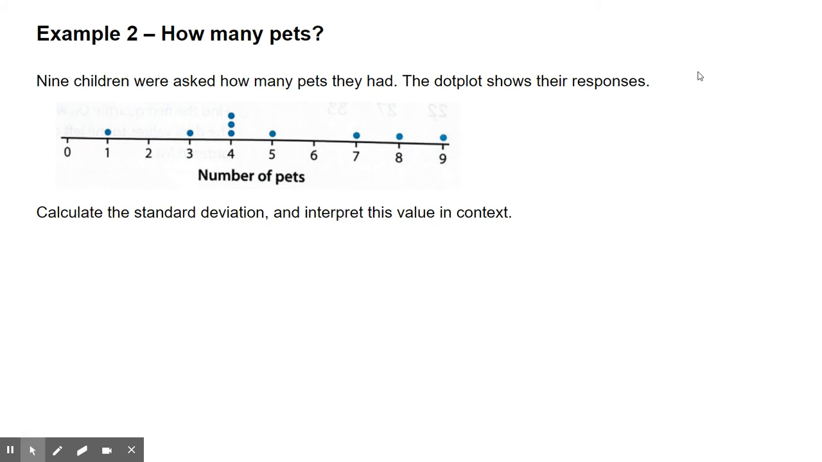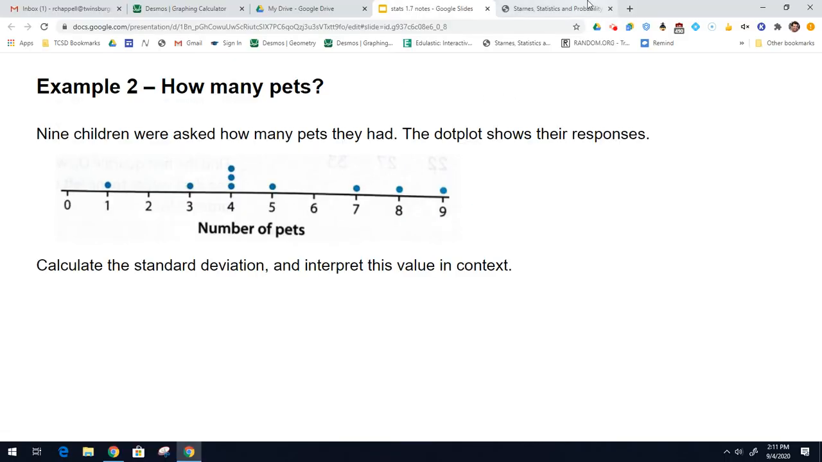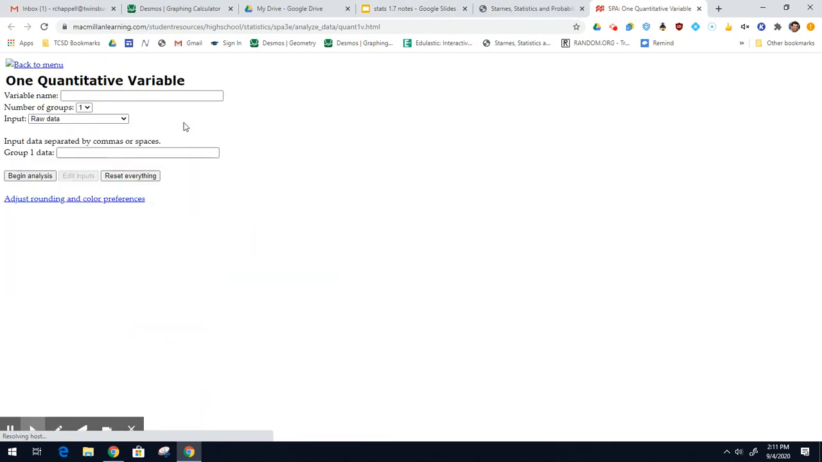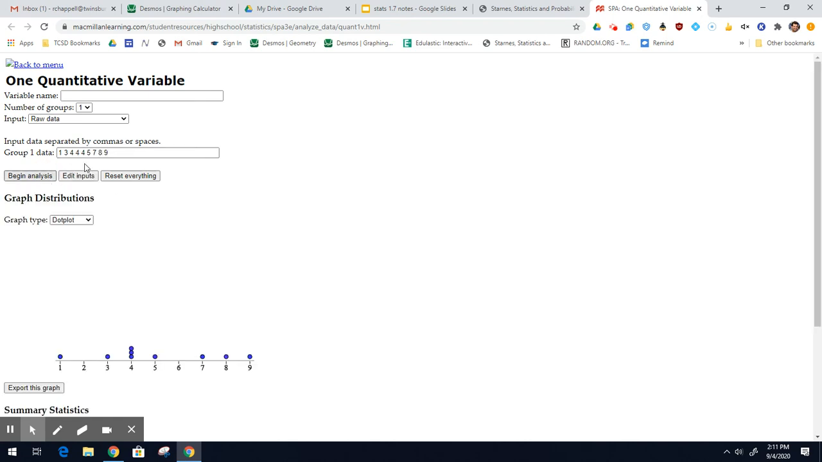Well, I'm going to take a picture of this data real fast because I'm going to have to enter it into the stats applet. Okay, so I'm going away here. Let me get the stats applet. This is one quantitative variable. So we're going there. I don't care what the variable name is right now. So my data, if I look at the picture, there was 1, 1, 1, 3. There were 3 4s. There was 1, 5, 1, 7, 1, 8, and 1, 9. 9 data. Who has 9 pets, by the way? That's crazy, a lot.